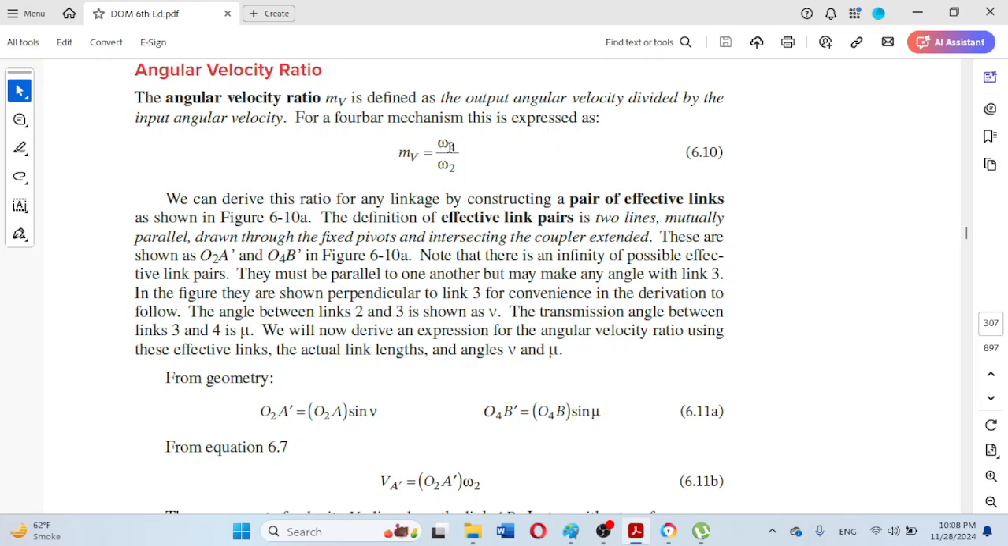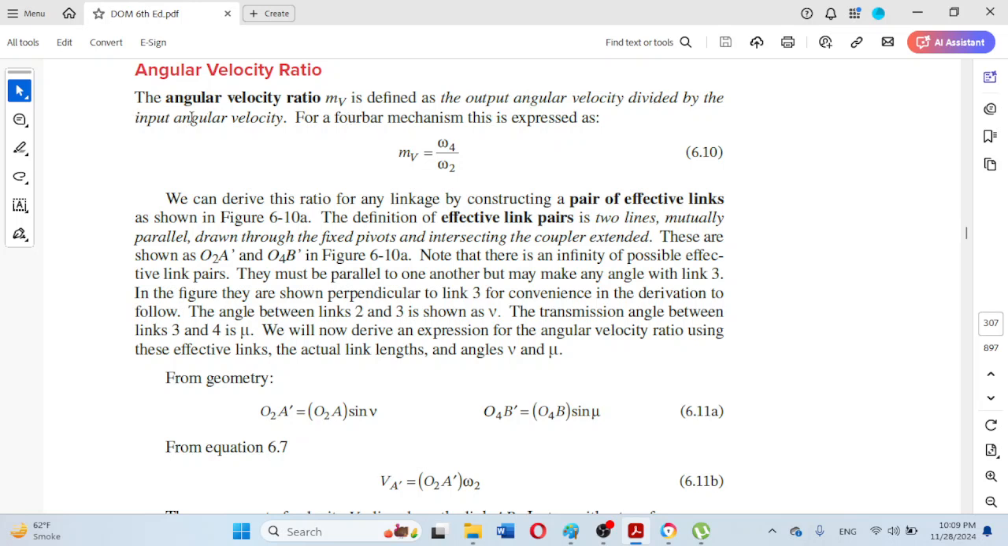This subscript 4 is actually used for the rocker or the output link, because output is achieved at the rocker link. So output angular velocity means the angular rotation of the rocker link about its grounded pivot O4. The angular velocity of this output link is usually denoted by omega subscript 4, and that is the output angular velocity, divided by the input angular velocity.